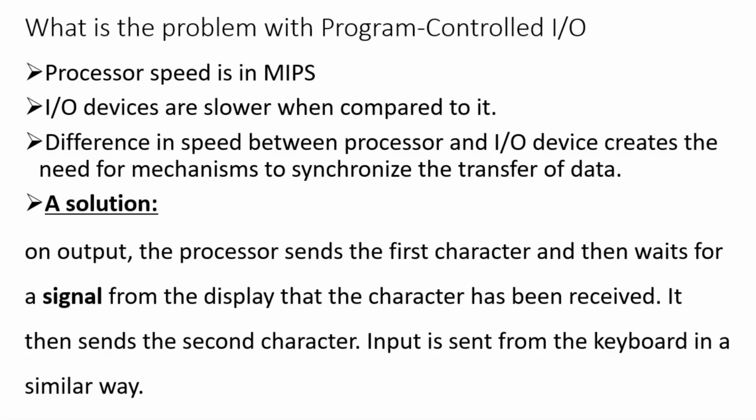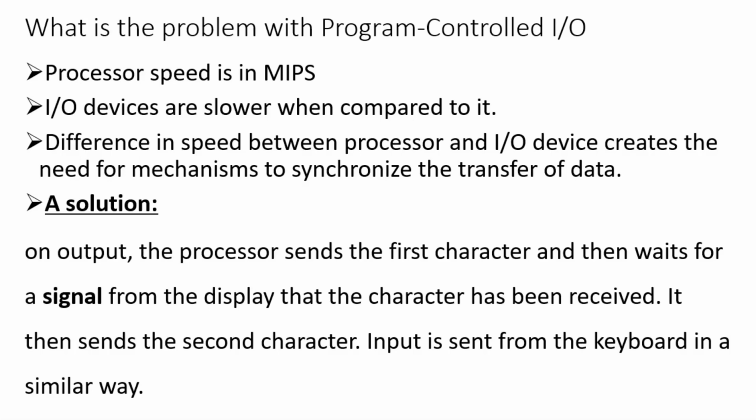So what is the problem with program controlled IO? The processor speed is very high. Processor executes million instructions per second. But IO devices are very slow. So when there is a communication between processor and IO devices, nothing but the data transfer between processor and IO devices, there will be a bottleneck situation: processor may receive or send large amount of data within quick time, but input devices or output devices cannot handle that amount of data within that short time.